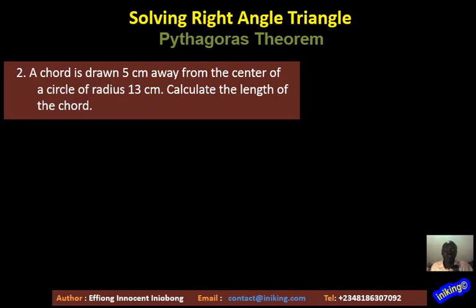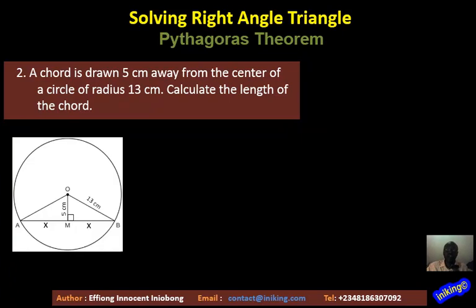A chord is drawn 5 centimeters away from the center of a circle of radius 13 centimeters. A chord is drawn 5 centimeters away from the center of a circle having a radius of what? 13 centimeters. Calculate the length of the chord. Let's look at the diagram for this.